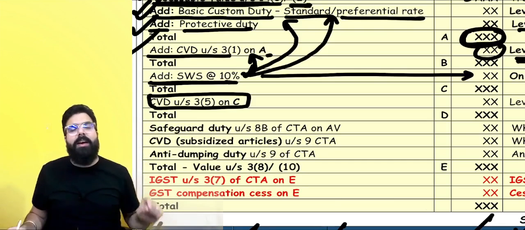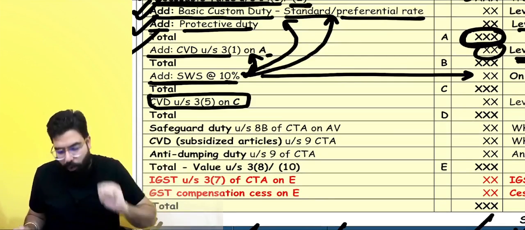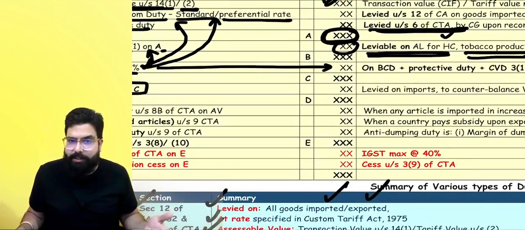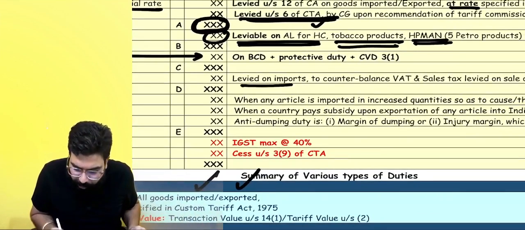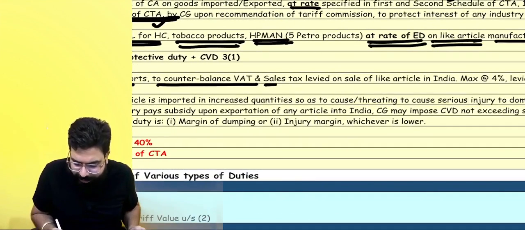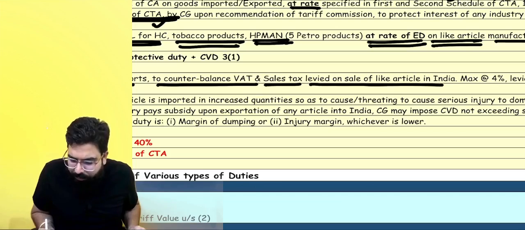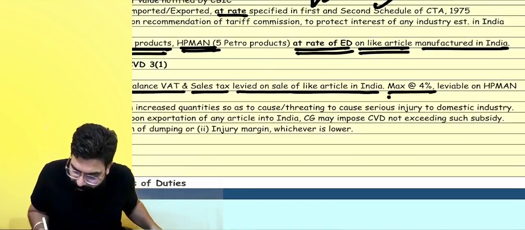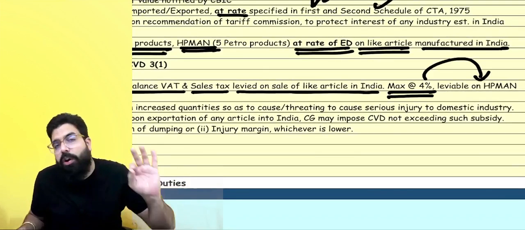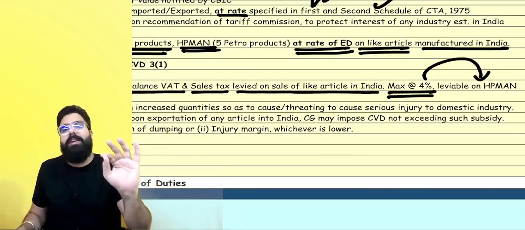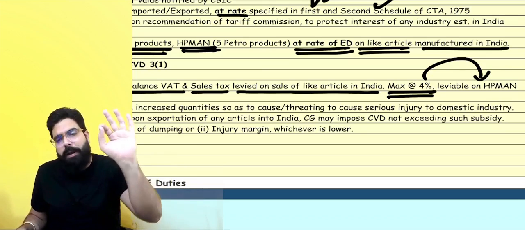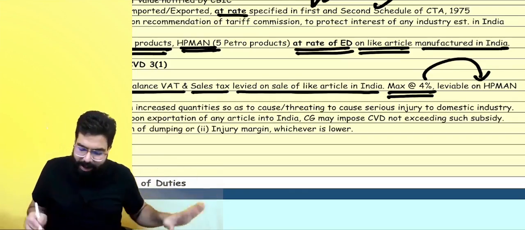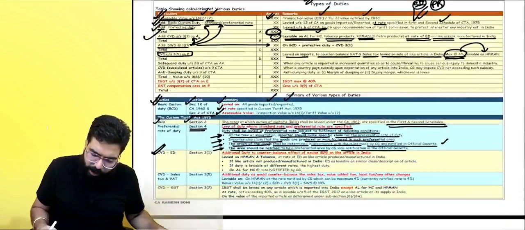But here there is a catch. Countervailing duty maximum is 4%, everyone. Because VAT or sales tax is not there on imported goods, it is levied on imports to counterbalance the effect of VAT and sales tax levied on sale of like articles in India. Maximum 4% is levied now, and it is levied only on HPM. As of now, CVD 35 is only on HPM, high speed diesel, petroleum crude, motor spirit, aviation turbine fuel, and natural gas, and it is levied at a maximum rate of 4%.